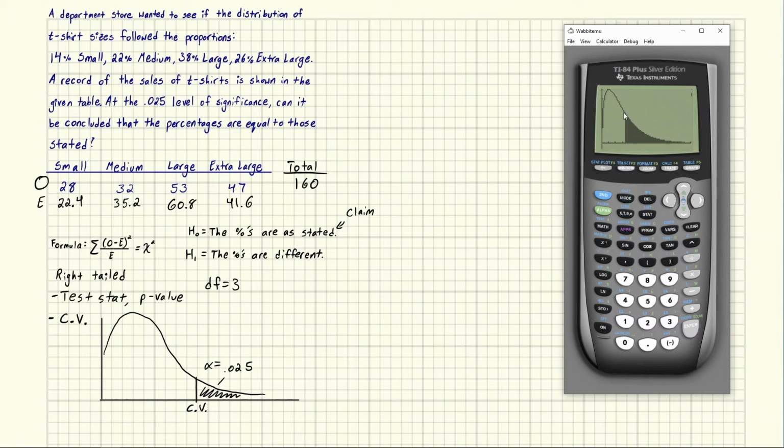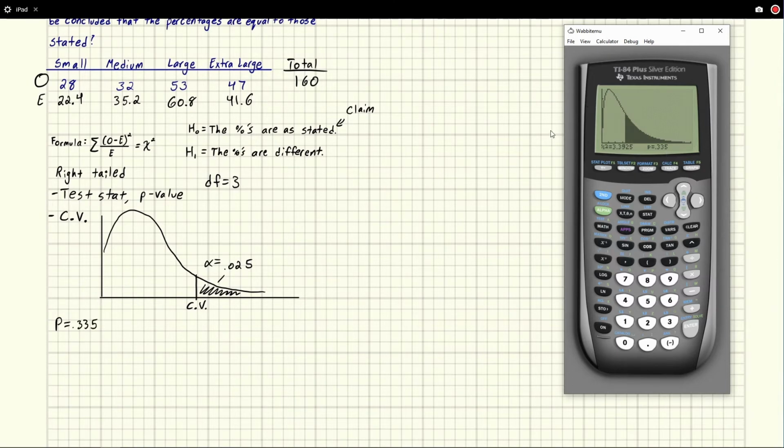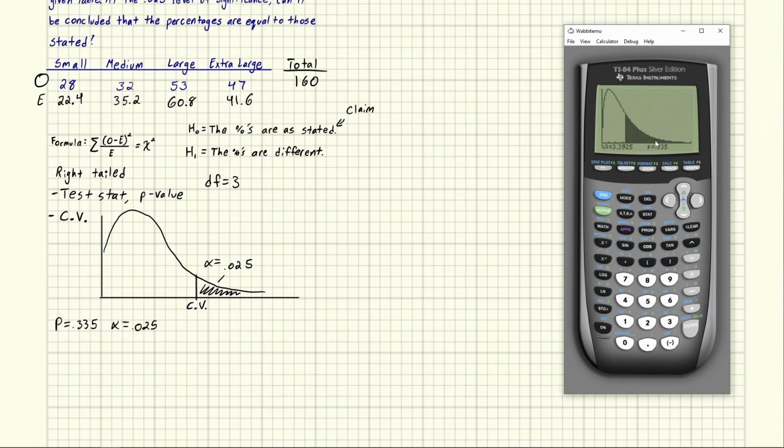So there's the P value here. So we see that P is 0.335. So we're going to write that down. P is equal to 0.335. Our alpha, though, if you recall, was 0.025. So alpha was way down here at 0.025. This is 0.3, 0.3 is bigger than 0.025, so this is going to win.